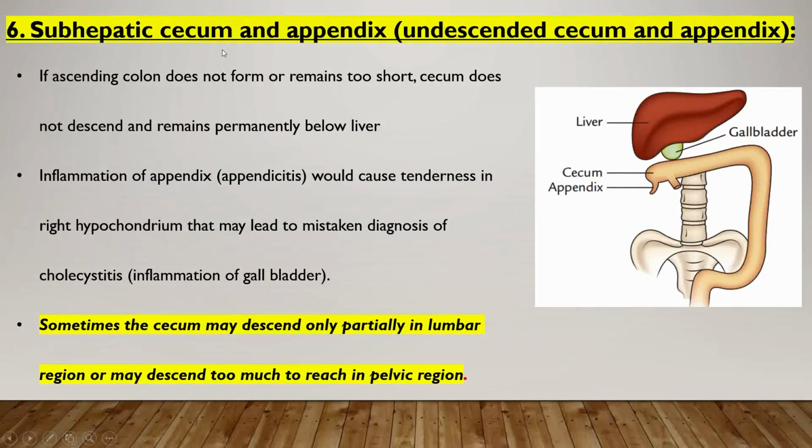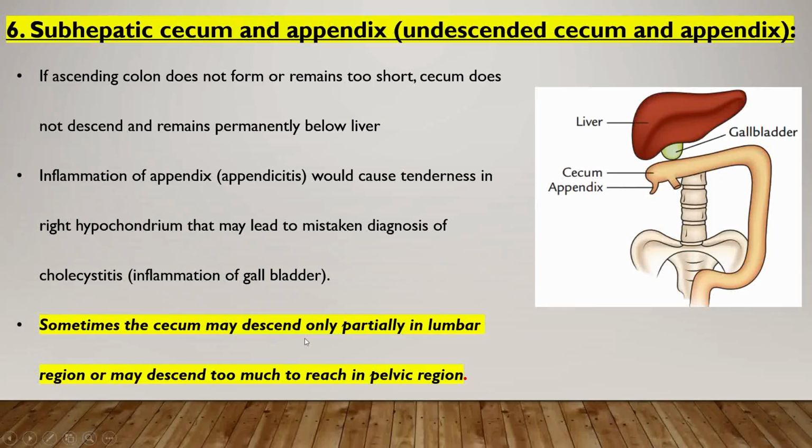Then there is subhepatic cecum and appendix. This is because of undescended cecum and appendix. If the ascending colon does not form or remains too short, the cecum does not descend and remains permanently below the liver. Because of inflammation of the appendix, which is known as appendicitis, it will cause tenderness in the right hypochondrium, and that may lead to a mistaken diagnosis of cholecystitis. Because here it is subhepatic cecum and appendix.